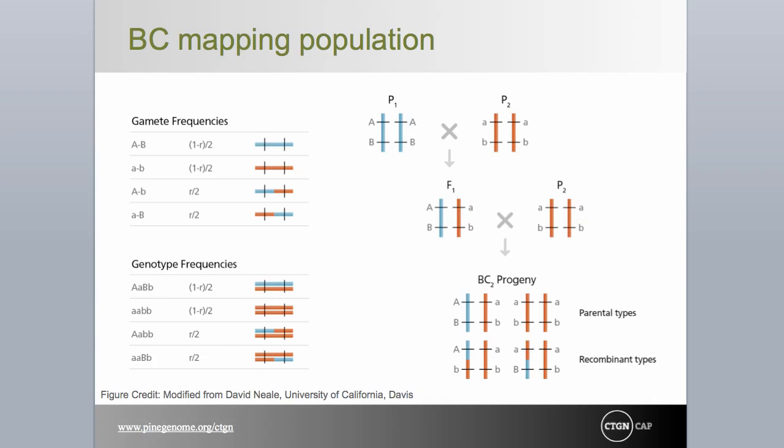Not only does this figure illustrate the marker configuration of progeny from a backcross mating, it also shows the expected frequency of each gamete type based on R, or RF, the recombination frequency, between the markers. Finally, note that if R is equal to 0.5, meaning the markers are unlinked, then the frequency of each gamete type is 1/4, segregating as 1 to 1 to 1 to 1.